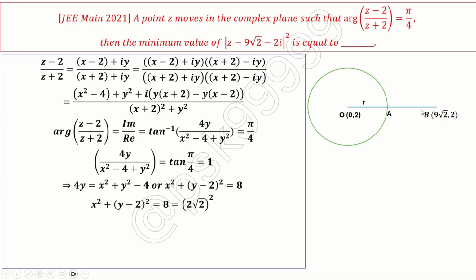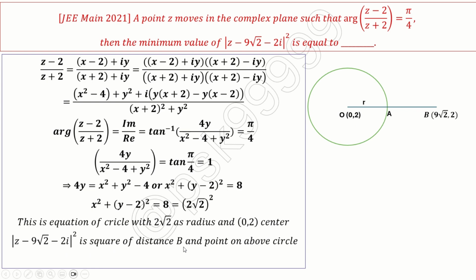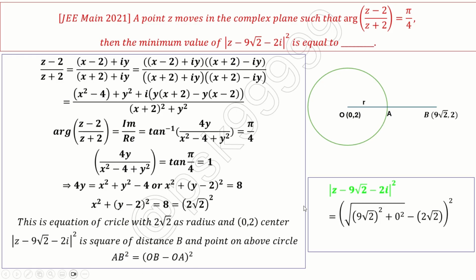The square of the distance of B and a point on the above circle, that is nothing but AB square is what we are looking at. AB square is nothing but OB minus OA whole square. AB is nothing but OB minus OA. So, what is OB? OB is nothing but square root of 9 root 2 whole square plus 2 minus 2 whole square, that is 0 square, minus OA square, which is 2 root 2, and whole square. If I simplify, what I'll get is 7 root 2 whole square, which is 98. This is the answer.